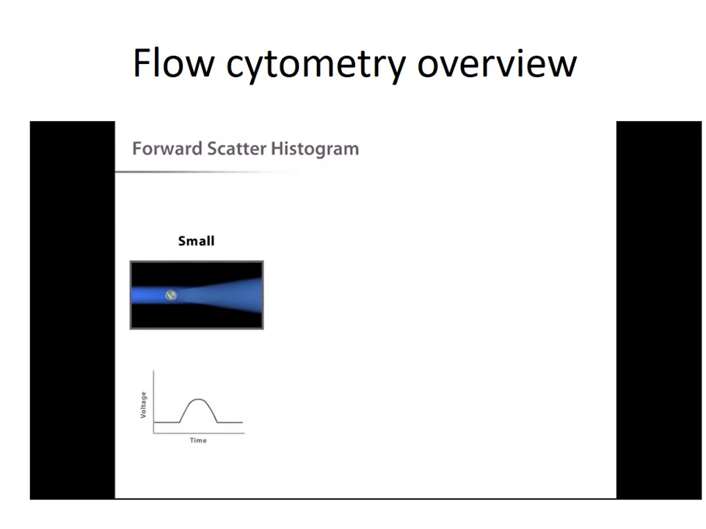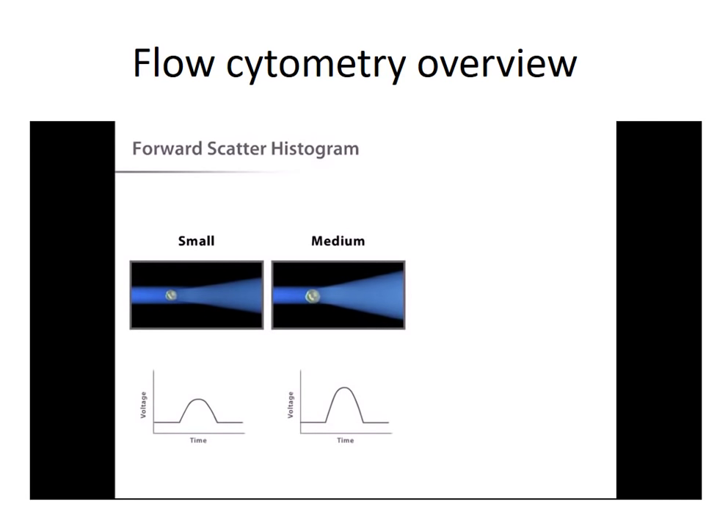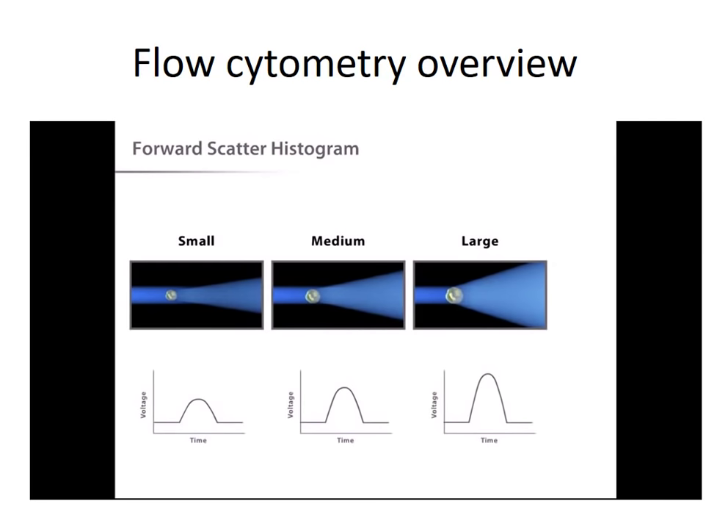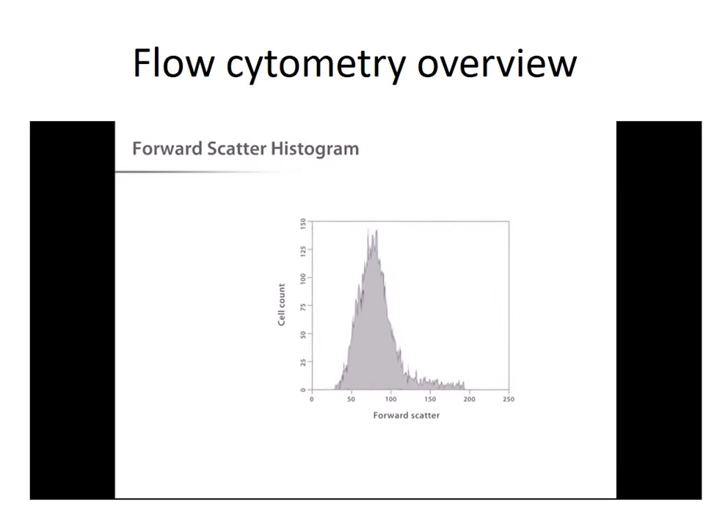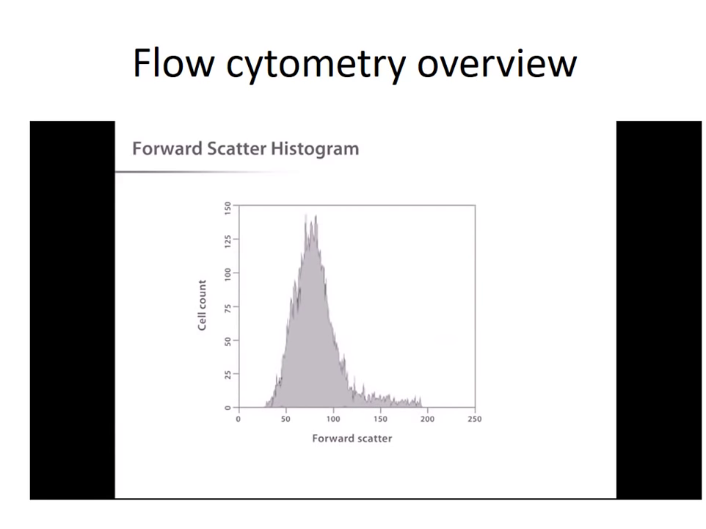Because small cells produce a small amount of forward scatter, and large cells produce a large amount of forward scatter, the magnitude of the voltage pulse recorded for each cell is proportional to the cell size. If we plot a histogram of these data, smaller cells appear toward the left, and larger cells appear toward the right. A histogram of forward scatter data is a graphical representation of the size distribution within the population. But such a graph only presents one-dimensional data.